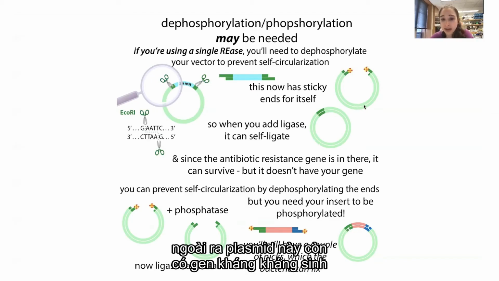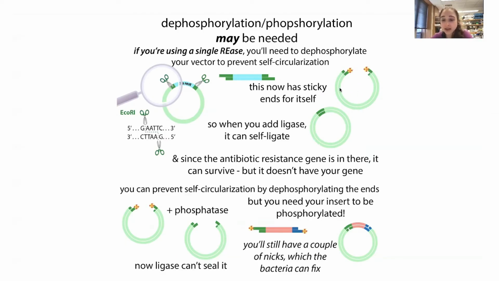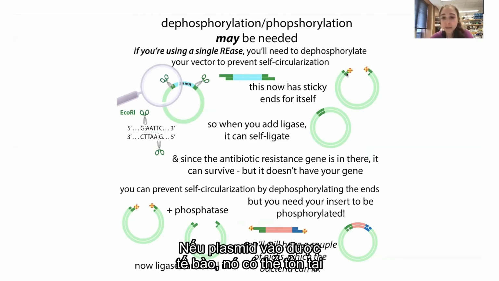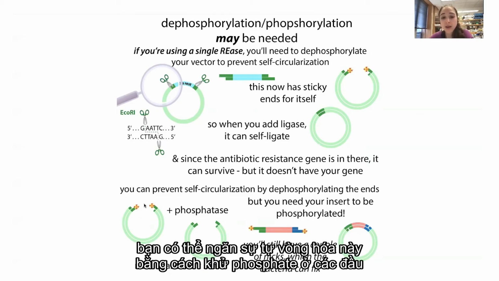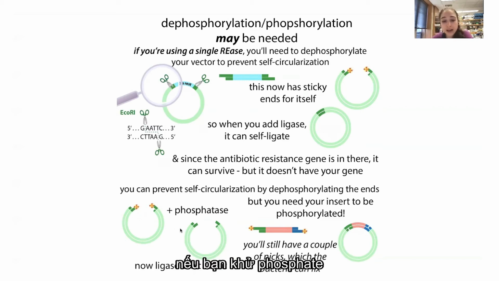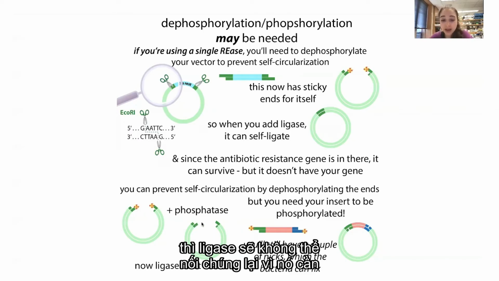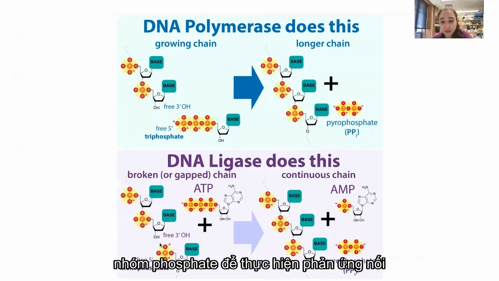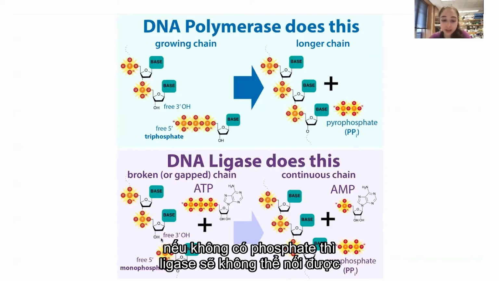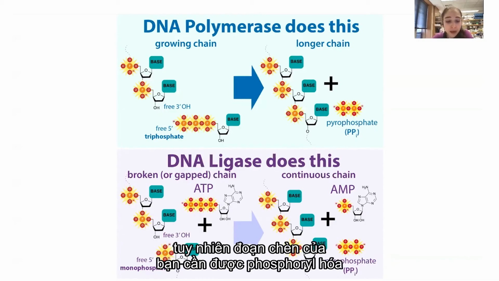And so when you add the ligase, it's going to self-ligate. Since you also have the antibiotic resistance gene in this plasmid, if it gets into cells, it can survive, but it doesn't have your gene. So you can prevent the circularization by dephosphorylating the ends. If you do this dephosphorylation, the ligase can't stitch them together, because it needed that phosphate group in order to stitch the ends together. And if it doesn't have it, it's not going to be able to do that.